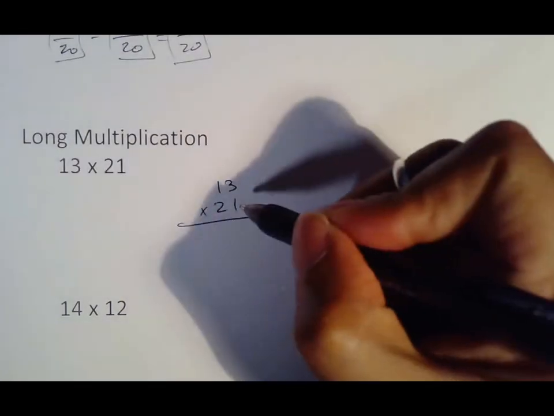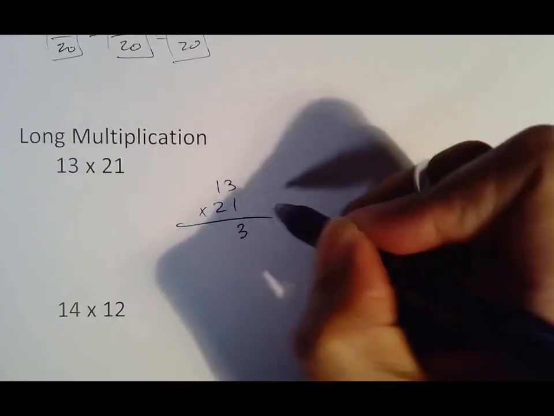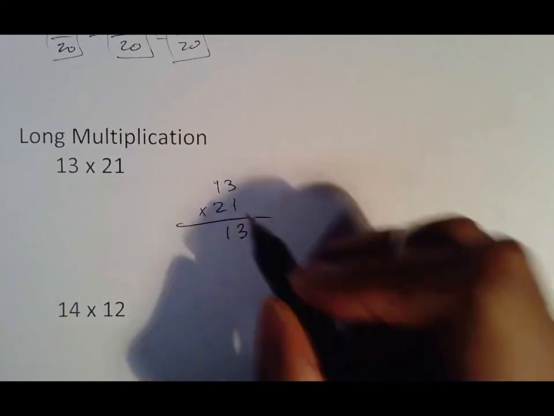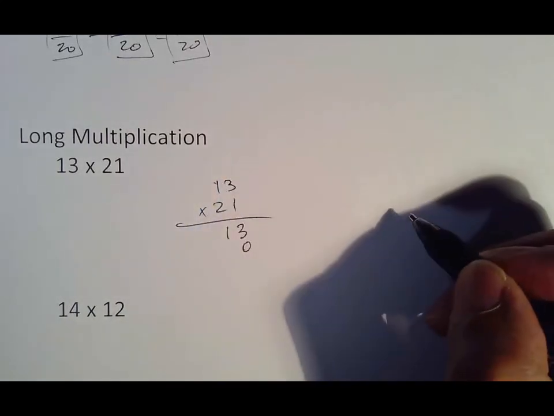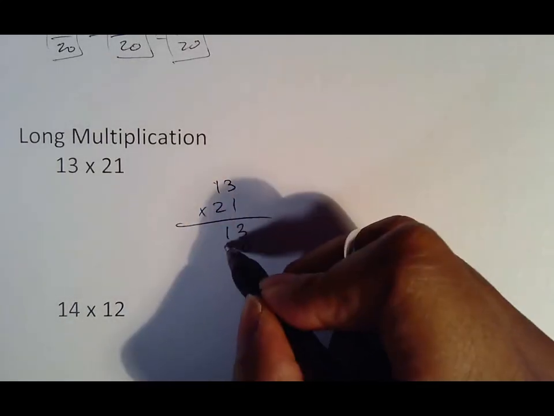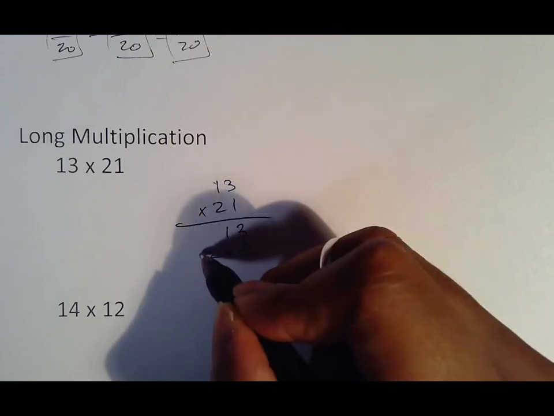If you remember, again, we do this number times both. 1 times 3 is 3. 1 times 1 is 1. After we multiply that, bring down 0. 2 times 3 is 6. 2 times 1 is 2.